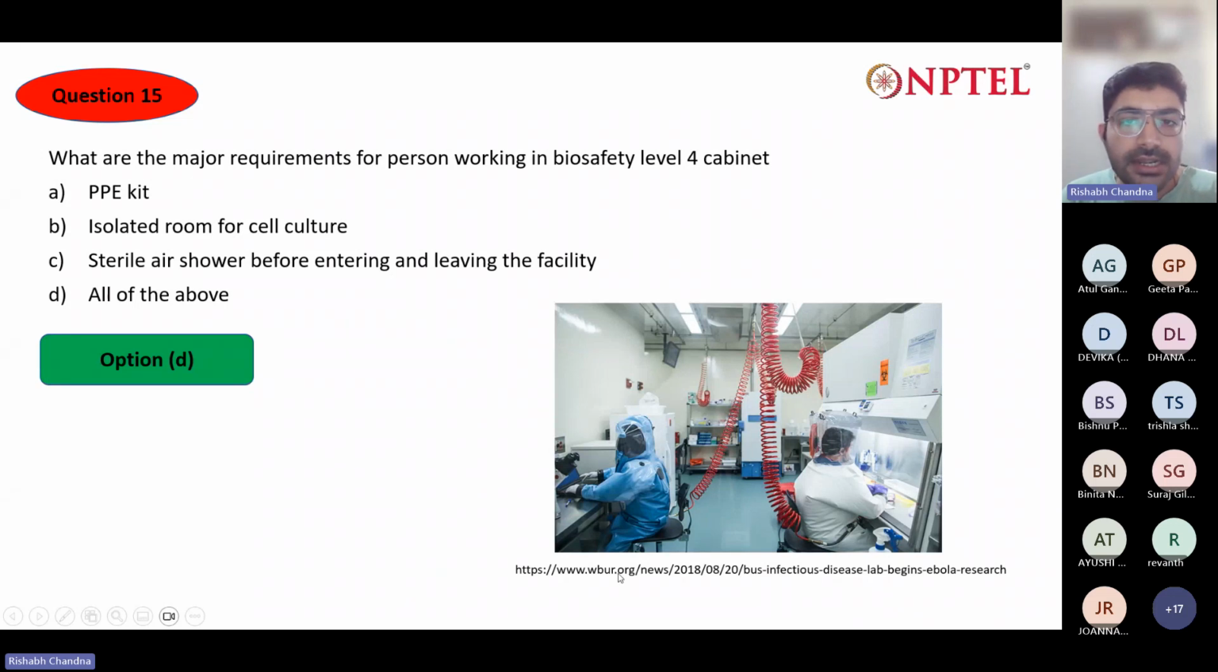So here it will be maintained in a separate room that will have a sterile air shower before entering as well as before leaving the room. And for that, everything will be different. For example, here this instrument is called a -80 that we have. So it will be separate for the organisms that we are working with in the BSL-4 cabinet. And all the incubators as well as the things that we use will be different from the normal cell culture or normal experiments that we do. So this is the main introduction for the BSL-4 cabinet.